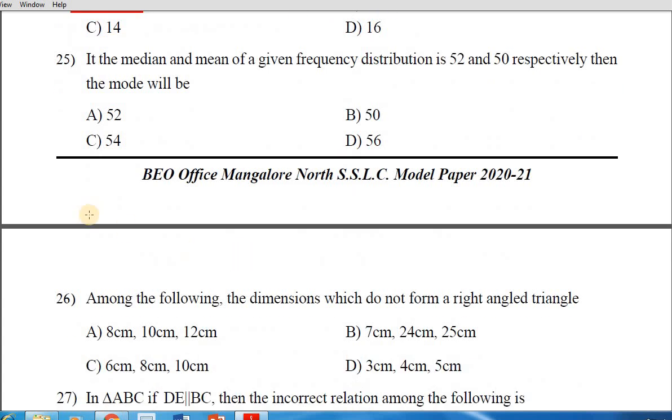Question number 25, children. If the median and mean of a given frequency distribution are 52 and 50, median and mean are given and they are asking to find the mode. See, whenever 3 measures of central tendency are present in a problem, mean, median and mode, you want to go through the empirical formula. That is 3 median is equal to mode plus 2 mean. Substitute these values and simplify. You will get the answer 56. That is option D is right for this.